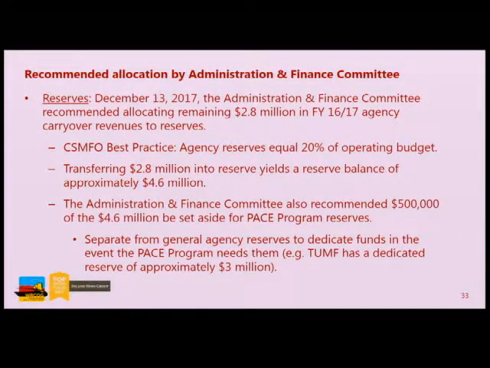So that is the summary of the Administration and Finance Committee recommendations. I'd be happy to answer any questions or defer to any of our committee members who would like to add anything. If not, I'd be looking for a recommendation.